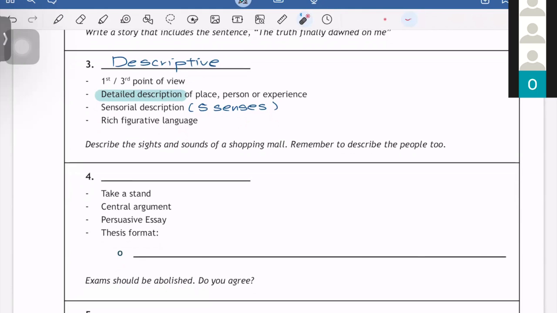For examples, they may tell you to focus on certain details, like this question. They ask you to focus on the sights and sounds of a shopping mall. They may also ask you to describe the people that you see as well. So this is heavily based on your 5 senses, what you see, what you hear, what you smell.